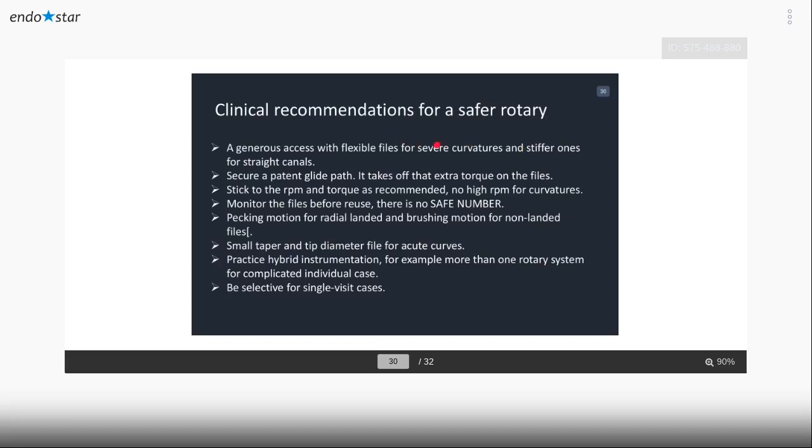Why? Because you can take all the curvature, but the stiffer one, you can use it for straight canals. This is a point you can apply. Okay, I have a central incisor. I can use larger taper and stronger file for a straight canal.